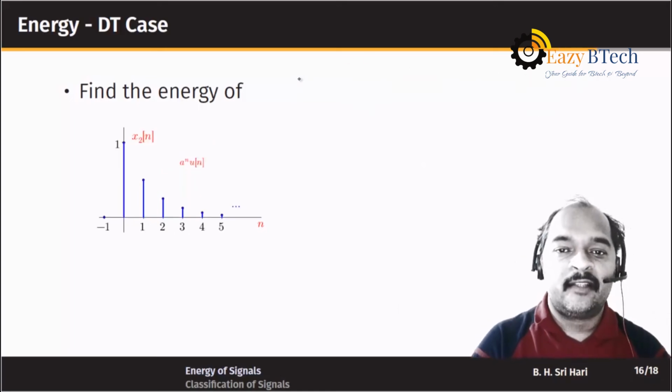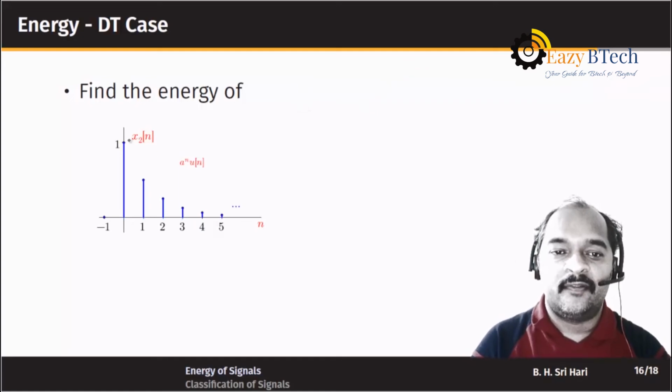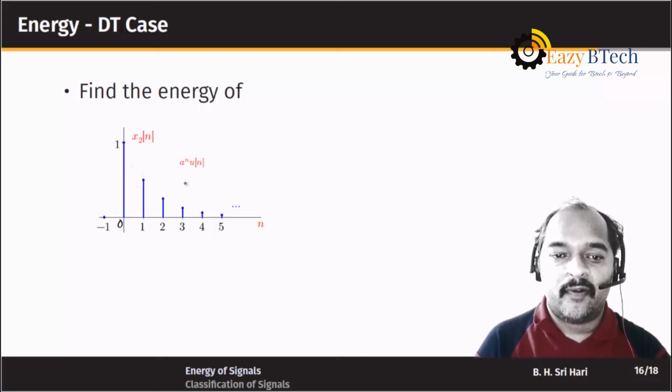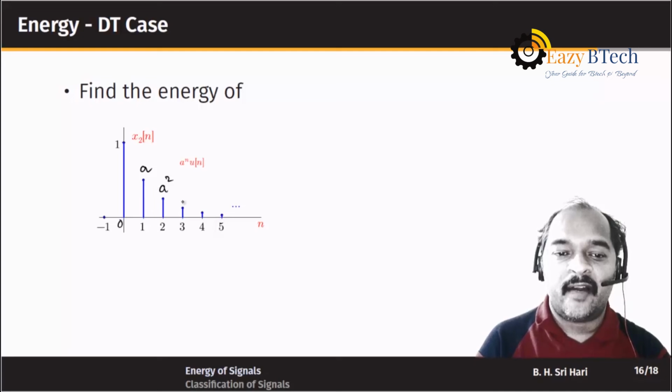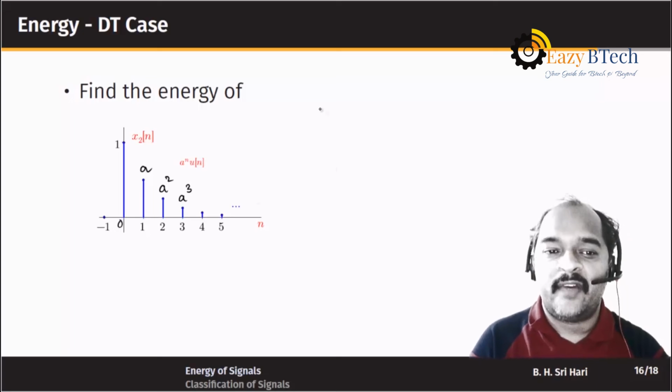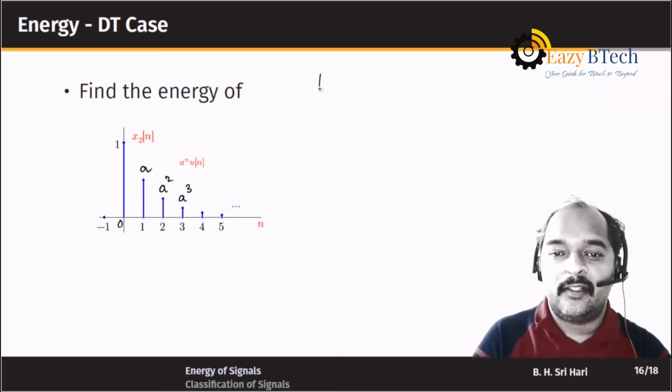Okay, right. Next, we are asked to find the energy of this exponentially decaying function. At 0, the amplitude is 1. At 1, the amplitude is a. At 2, the amplitude is a square. At 3, the amplitude of the signal is a cube, and so on. So we are asked to find the energy of the signal.